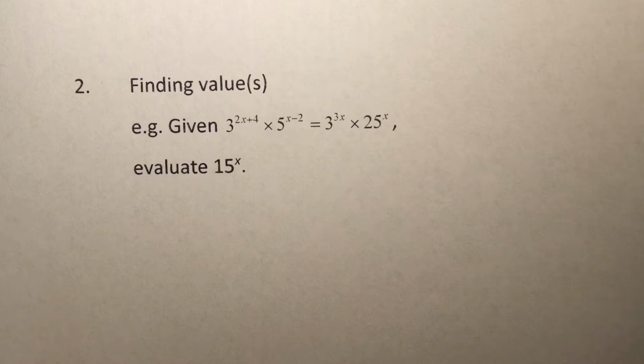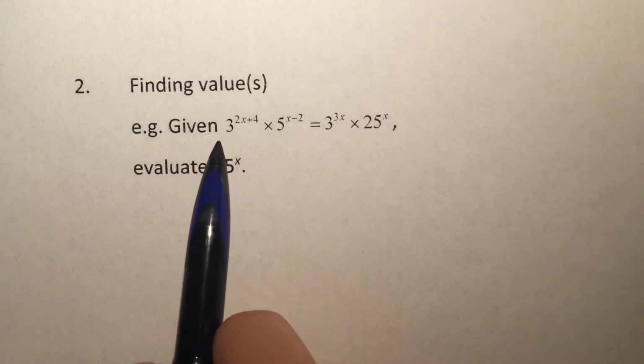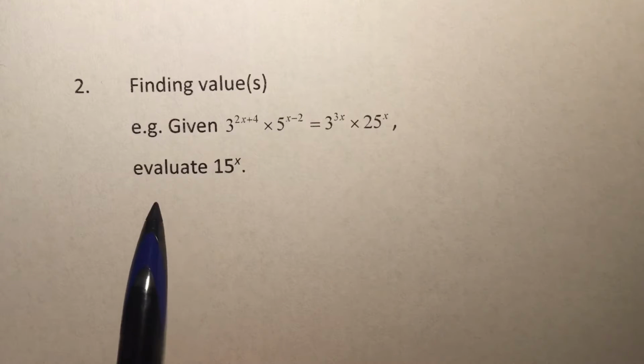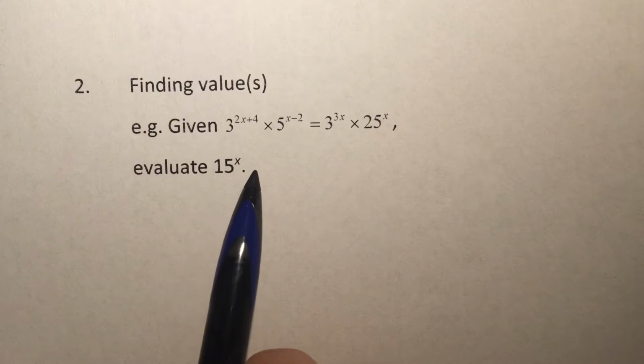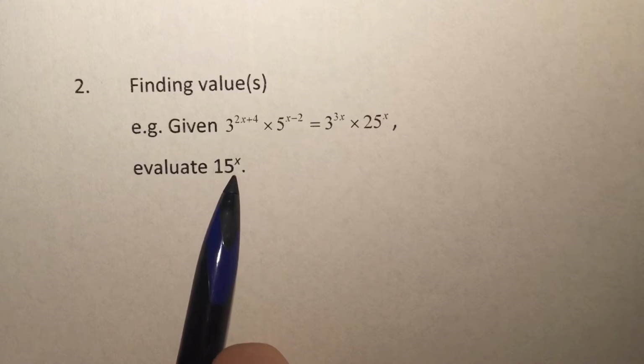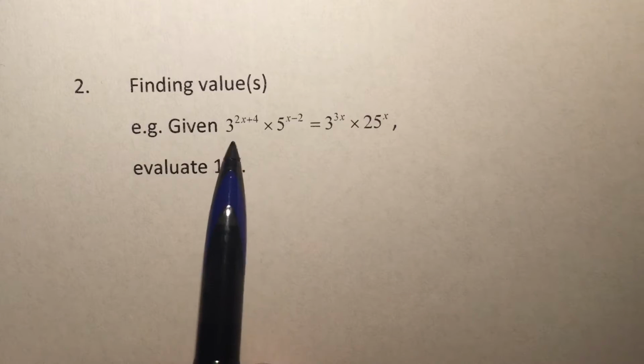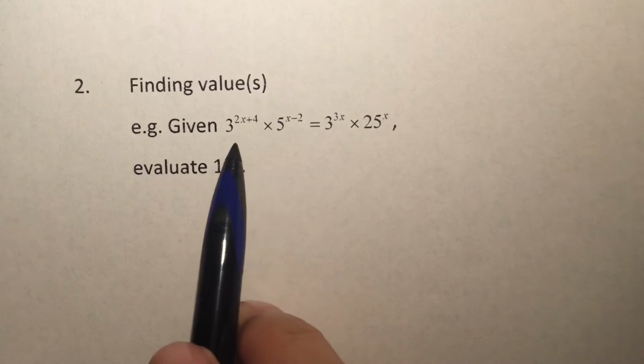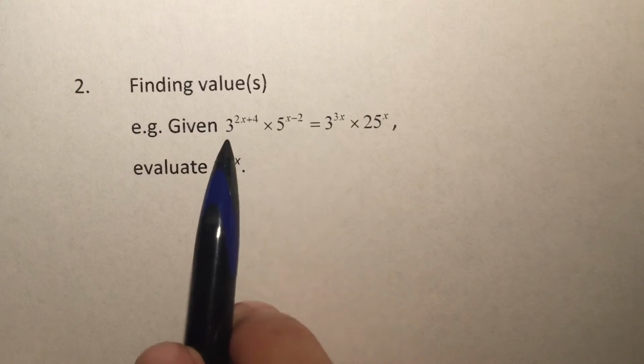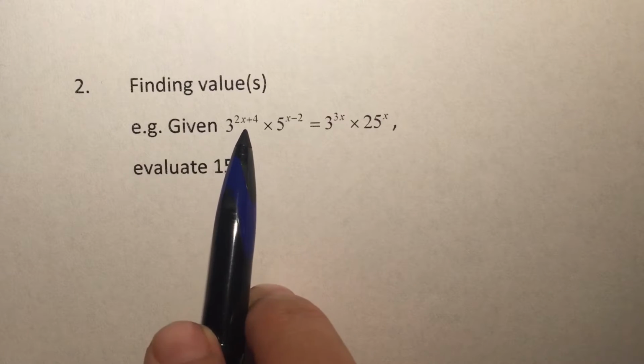Now, the second type of indices question could be asking you to find a particular value, and in this case here, they've actually given you this equation, and they've asked you to evaluate 15 to the power of x. Now, your clue actually comes from the fact that you have an exponent in the form of x. So what we can do is very simply start off with this one, and try to use the law of indices to break them down.